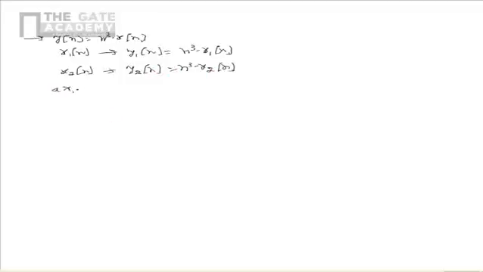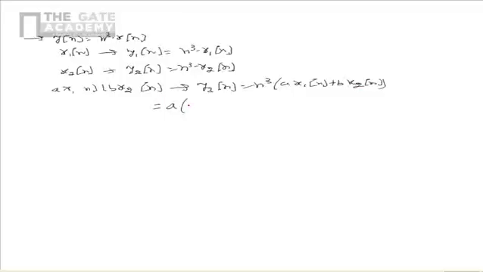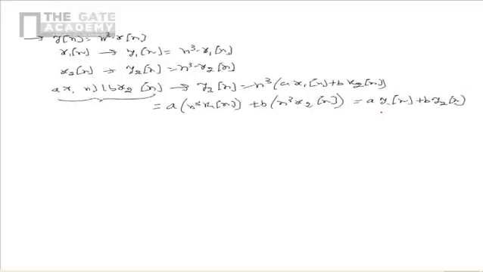From this, for an input of a x1n plus b x2n, the output can be written as y3 of n is equal to n cube multiplied by a x1n plus b x2n, which can be deduced to the form a times n cube x1n plus b times n cube x2n. This can be written as a y1n plus b y2n. From this we see that for linear combination of the inputs we got linear combination of the outputs. From this the given system is linear.